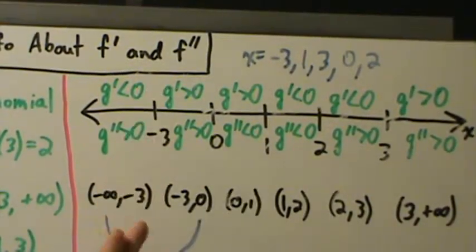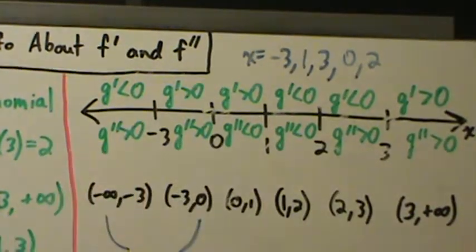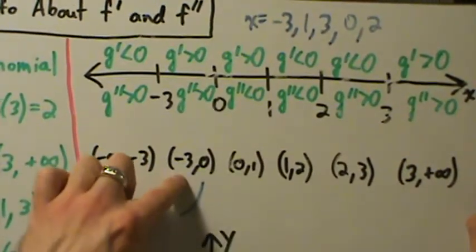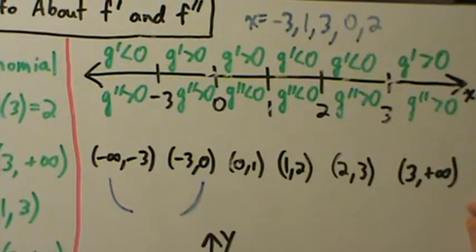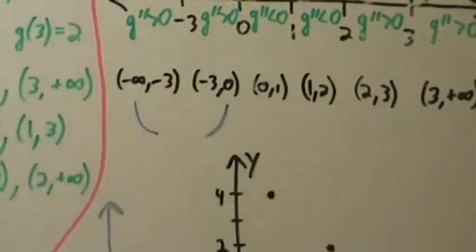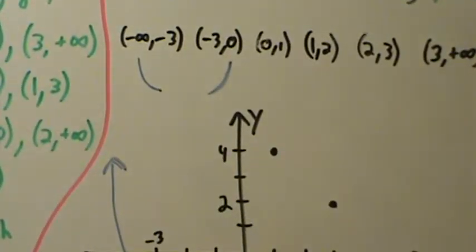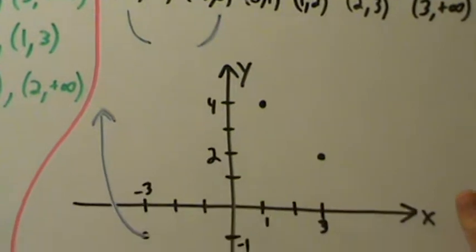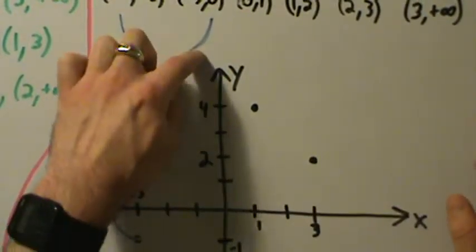We were given all this information. We found out that the information we were given tells us that on the interval from negative 3 to 0, the graph of the function g is going to be increasing and concave up. So increasing and concave up, what does that look like? Well, it looks like this. Let's take that and apply that to this.